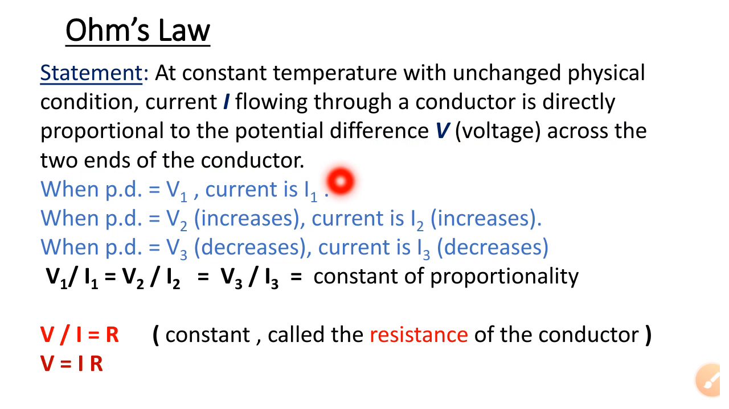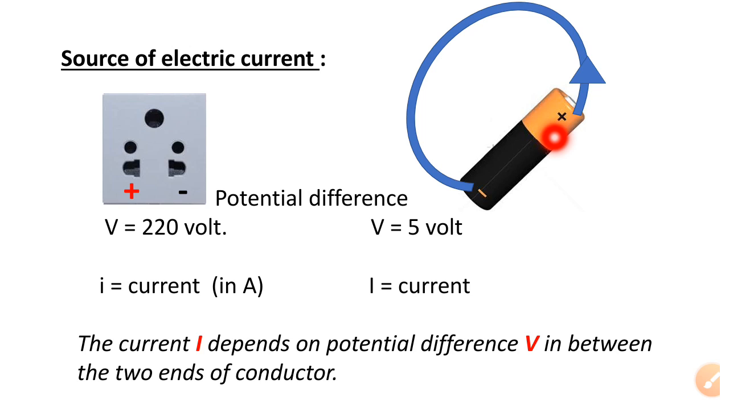Okay, suppose we have a conductor and the current will pass through the conductor. This current is directly proportional to the potential difference in between the ends of the conductor. Suppose this one is the conductor, so whatever the current will flow through this conductor, it completely depends on this volt, that means whatever the potential difference here.